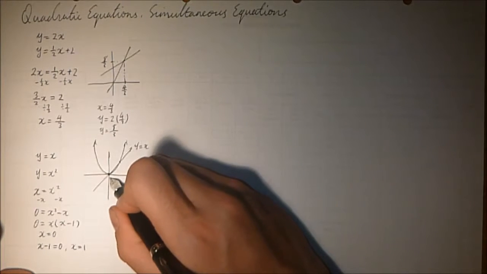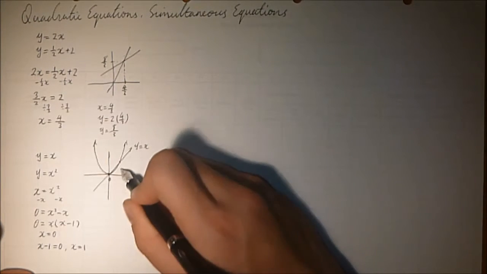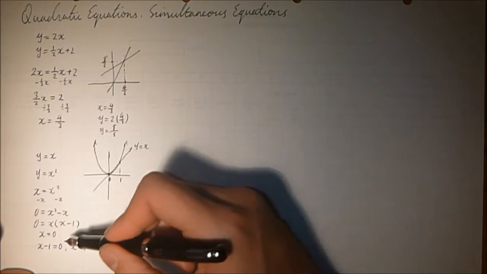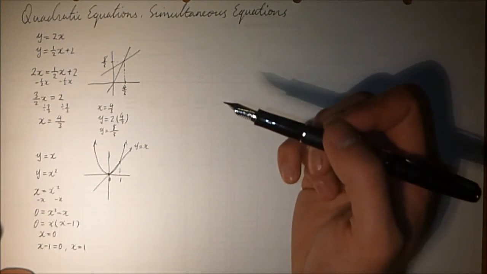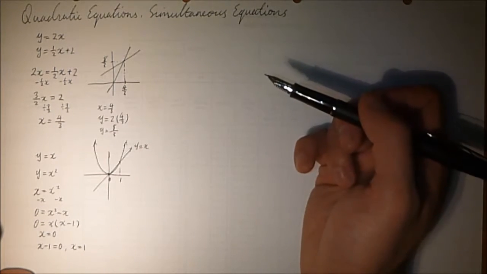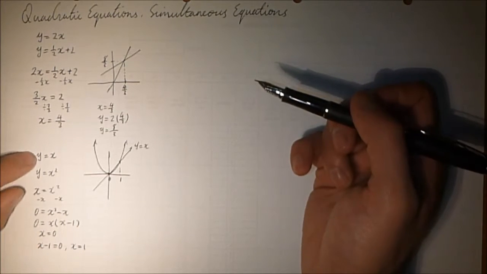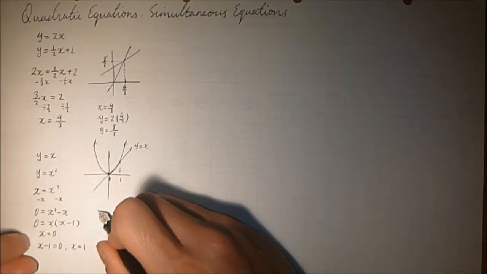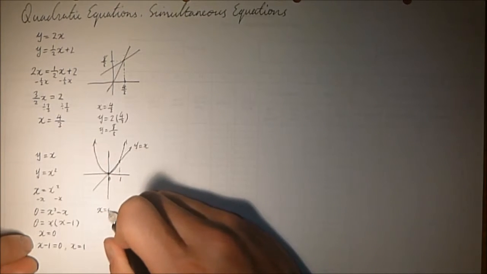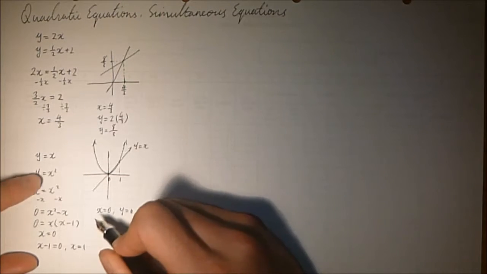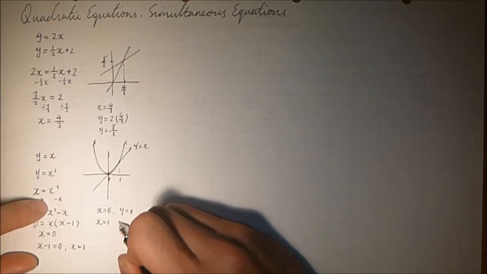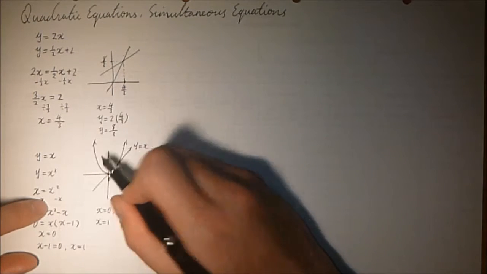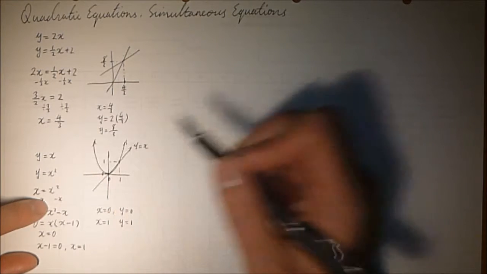So we can safely say that this point is 0 here and 1 here. Now, to find the corresponding y values for each of the x values, we substitute the x values back into the original equation. So should we use the first one? So when x equals 0, y equals 0, and when x equals 1, y equals 1. So this is 1 here, and obviously this is 0 here.